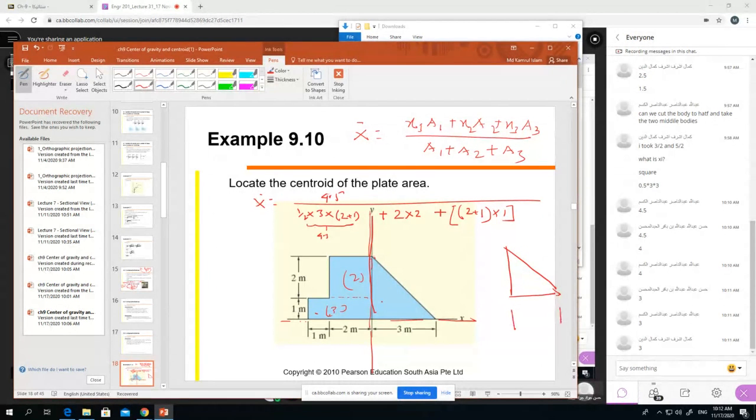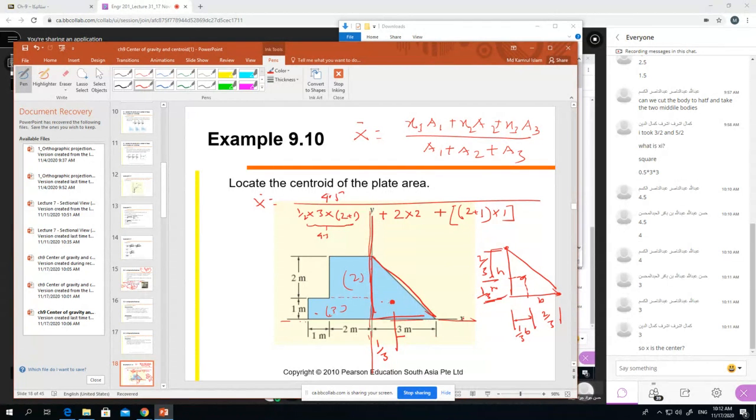You must remember that the center of a triangle is somewhere here. If it is B, then from here to here is 1/3 of B, and from the top it is 2/3 of B. And if it is H, from the base it is 1/3 of H, and from the top it is 2/3. So our center is this. Now we are considering the triangle only. So 1/3 of B is 3, right?